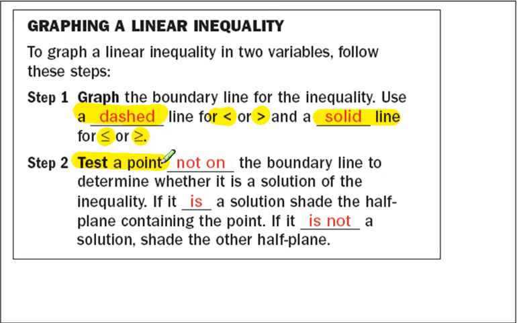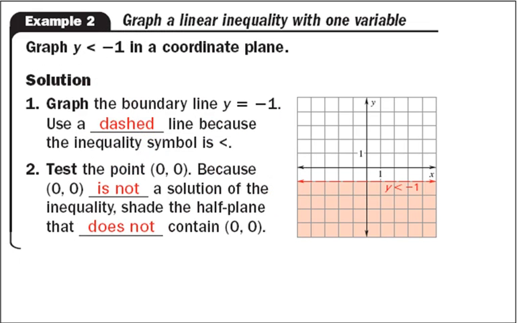Let's look at an example. This is a pretty simple one because we've got a horizontal line. y equals negative 1. We already know that line right here. And the one we're graphing is y is less than negative 1. And because of this inequality sign, I got a dashed line. You can see it maybe not so well on this, but it is dashed in fact.